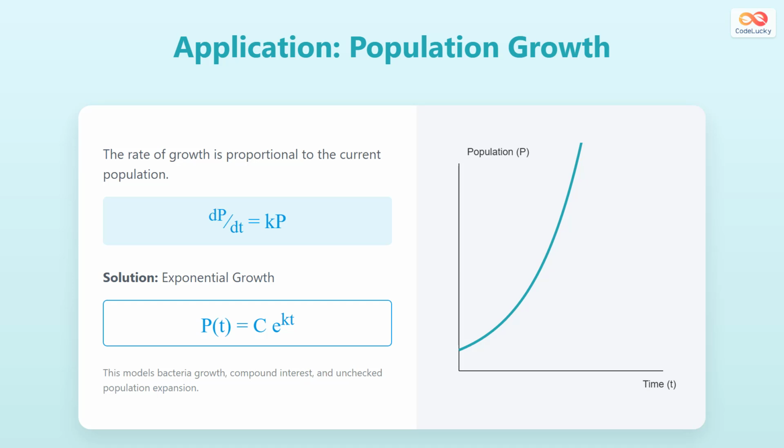These equations are incredibly useful. In biology, we model population growth by stating that the rate of change is proportional to the current size. This leads to the famous exponential growth formula.